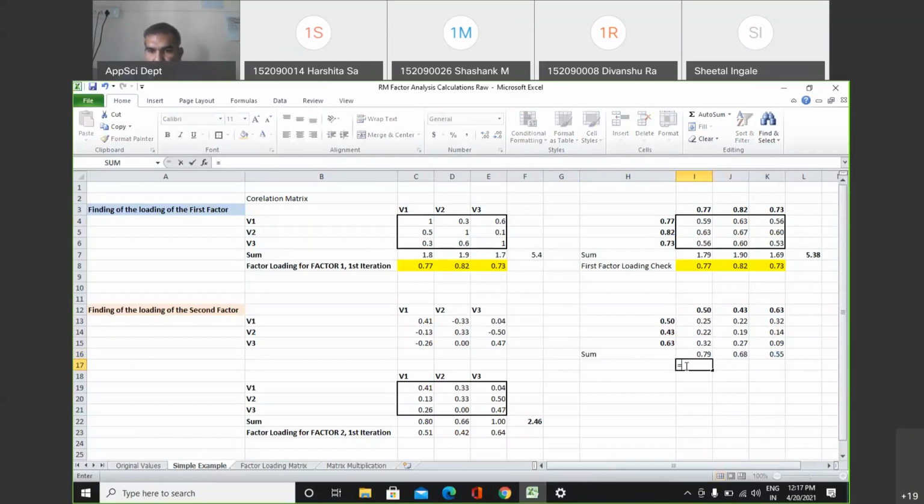Then the loading check. The loading check gives us, Sir, there are again different values. Like in place of 0.51, it's 0.50. Ah, so this is 0.51. We have so few numbers that we can do this by hand manually. 0.64.